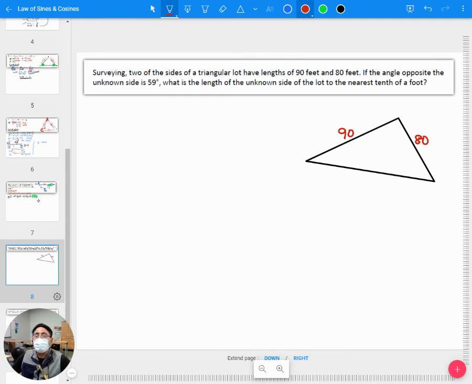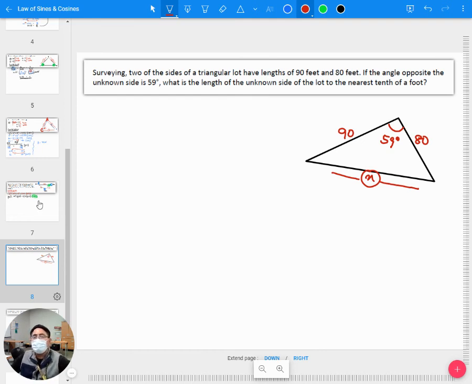If the angle opposite to the unknown side, actually I don't know what the side is, so let me assume this as x. The angle opposite to the unknown side means this is the unknown side. Therefore, the angle opposite to the unknown side is going to be this angle, right? That is given as 59 degrees. What is the length of the unknown side?